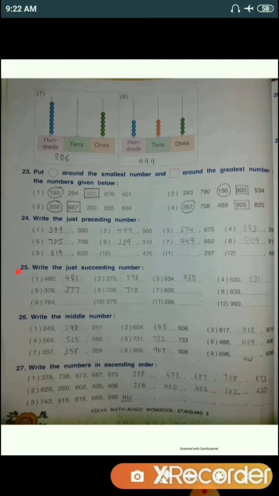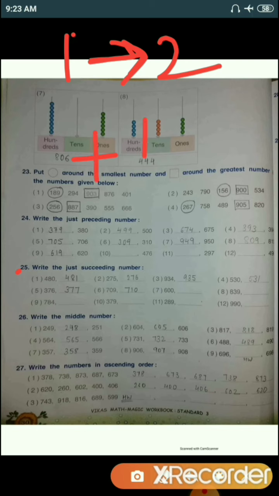Now question number 25. Write just the succeeding number. Now what do you mean by succeeding number? Succeeding number means we need to write the number after. Suppose my number is 1. So what is our next number? 2. So with the help of adding 1 to the number we need to write the answer here.